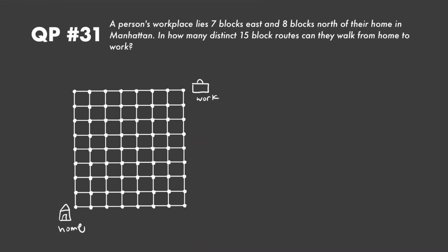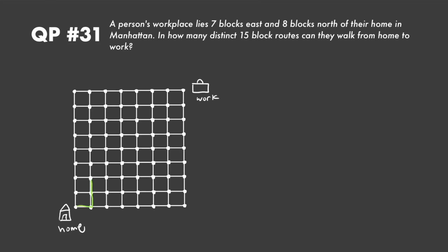So one thing to note when solving this problem is that we are looking at 15 block routes exclusively. And since we have to walk 7 blocks east and 8 blocks north, so 15 blocks to get to work, we are not going to be able to walk south or west without not being able to make it there in 15 blocks, if you know what I mean.